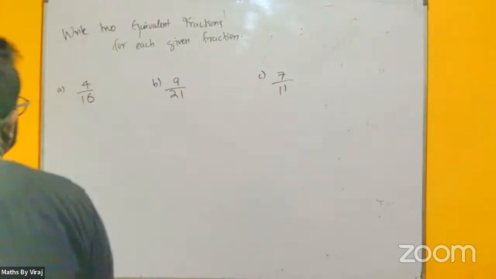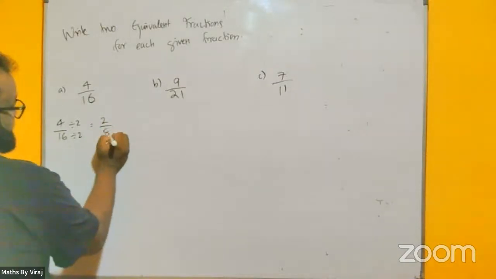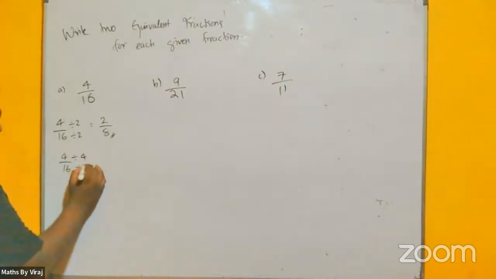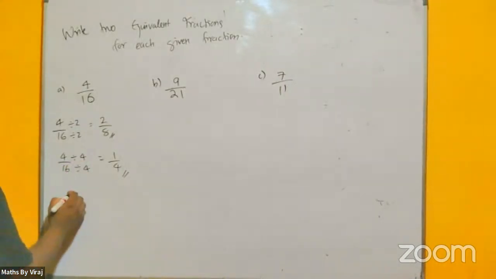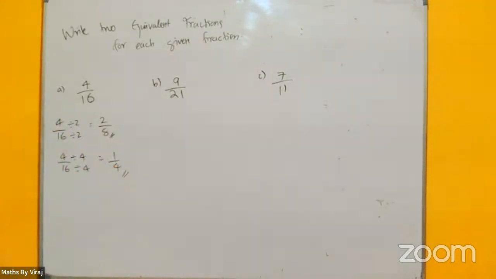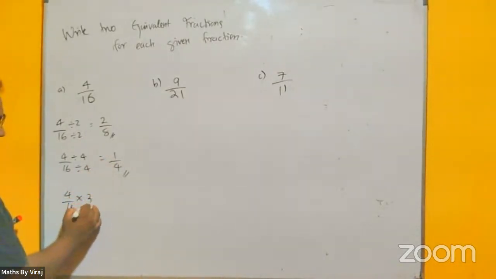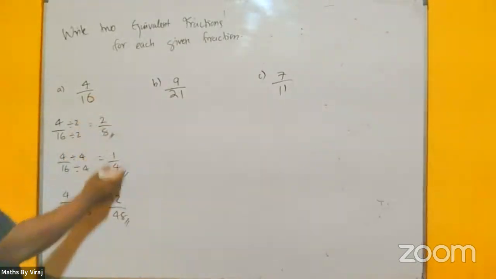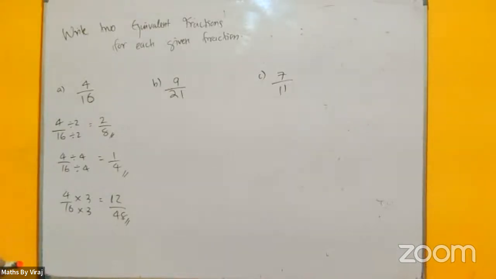I can divide 4 upon 16 by 2, which gives me the answer 2 upon 8. I can divide 4 upon 16 by 4, which gives me the answer 1 upon 4. You see that 2 upon 8 and 1 upon 4 are both correct, because I have not gotten the same answer, different answers. 4 upon 16, I can simply multiply it by 3. Get the answer to be as 12 over 48. I was asked to write 2, but I have done 2 division ones and 2 multiplication ones.